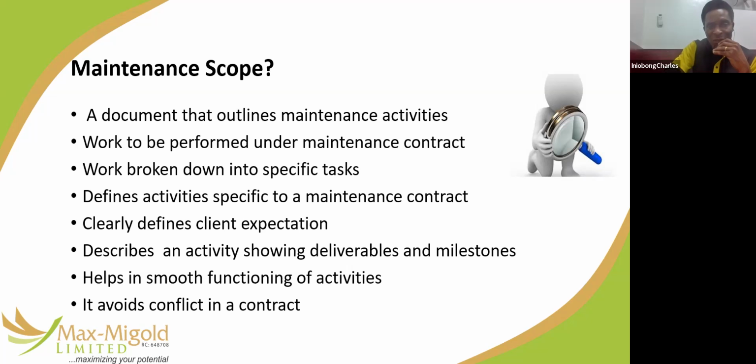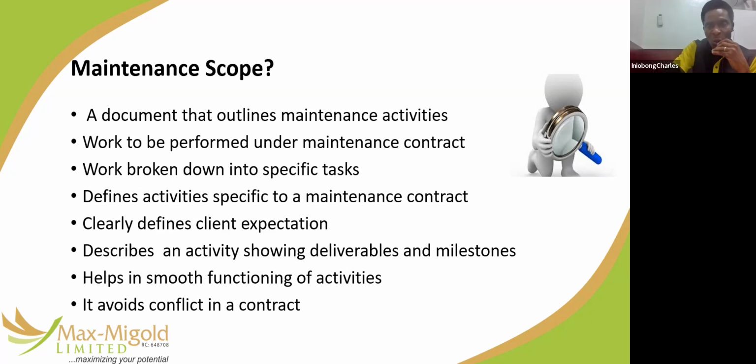So define the activity specific to a maintenance contract, and clearly define the client's expectation, which is very, very important. You need to define client expectation. What is the client's expectation of this contract? What are the SLAs? What are my deliverables?